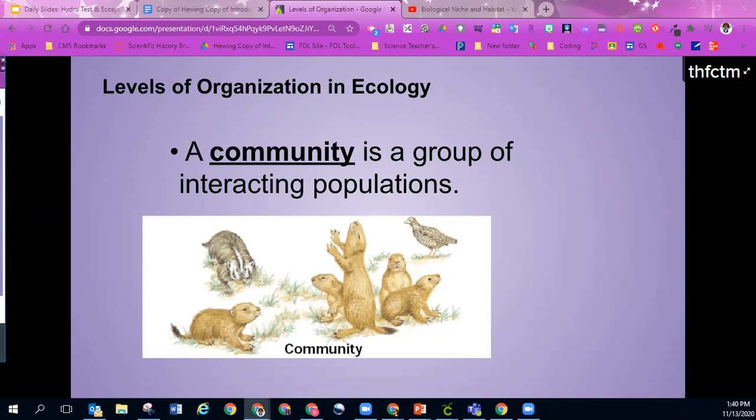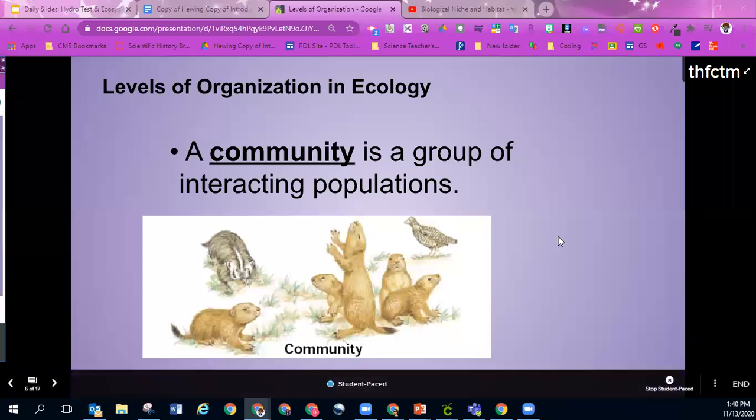Well, the community would be all of these different types of animals living together, interacting. Some of them get eaten, some of them don't. Some of them have special relationships with other animals and they help each other out. Some of them, not so much. They do more harm than they do helping them. But those would be considered animals that are in a community. They're not necessarily the same species, but they do interact and live within the same areas.